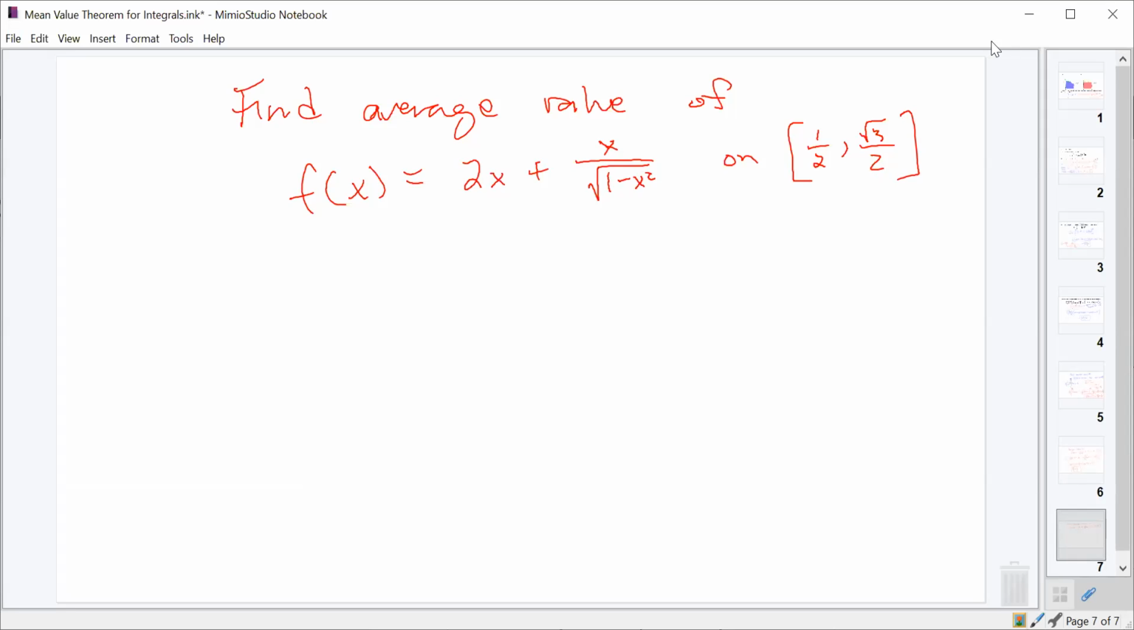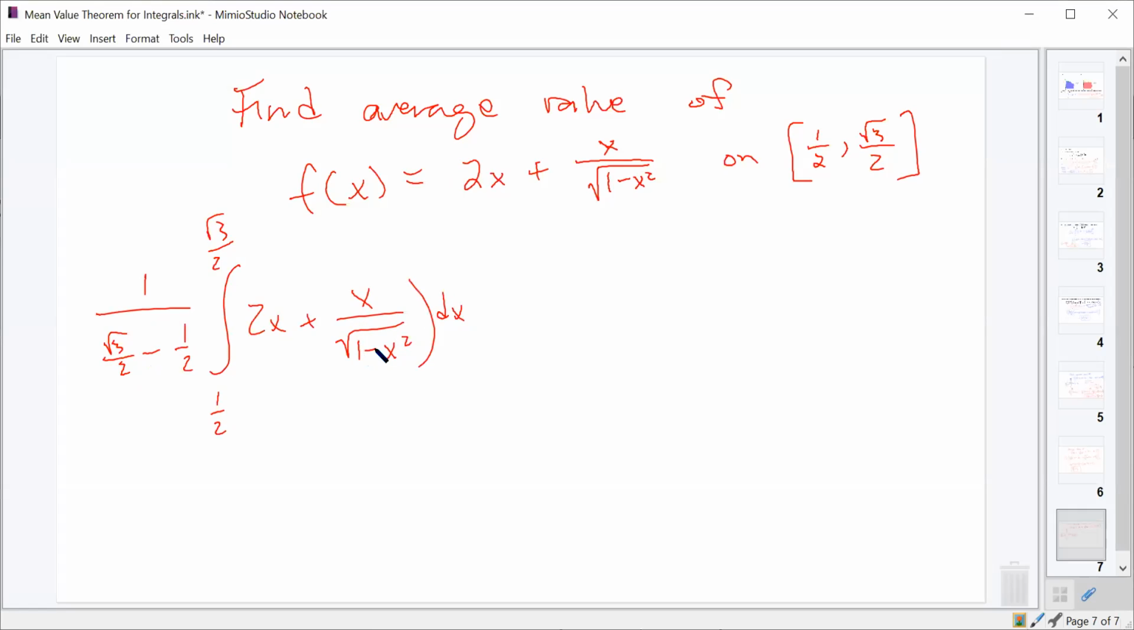I'll give you 3 or 4 minutes on this one. It's a little more difficult. All right, so we should have had 1 over root 3 over 2 minus 1 over 2 times an integral from 1/2 to root 3 over 2 of 2x plus x over root 1 minus x squared dx. Everybody get that set up?